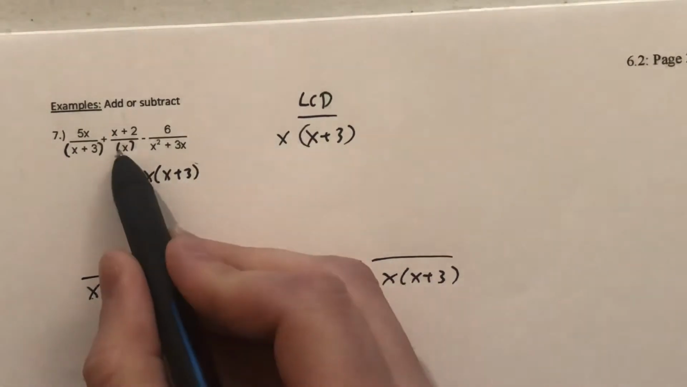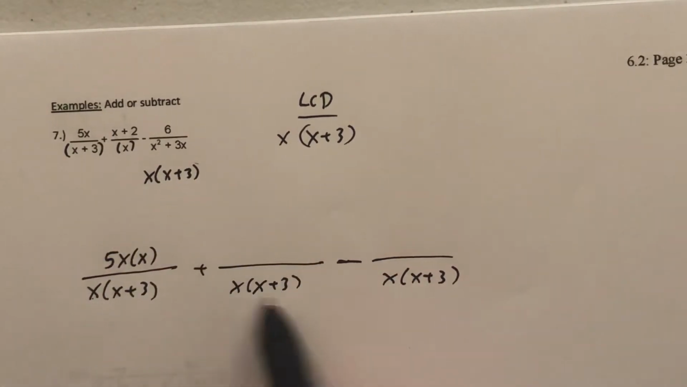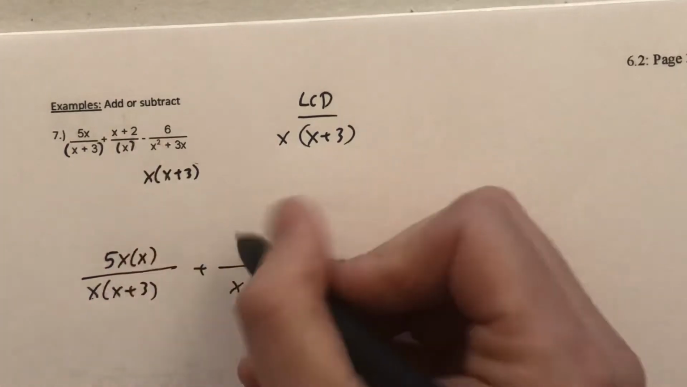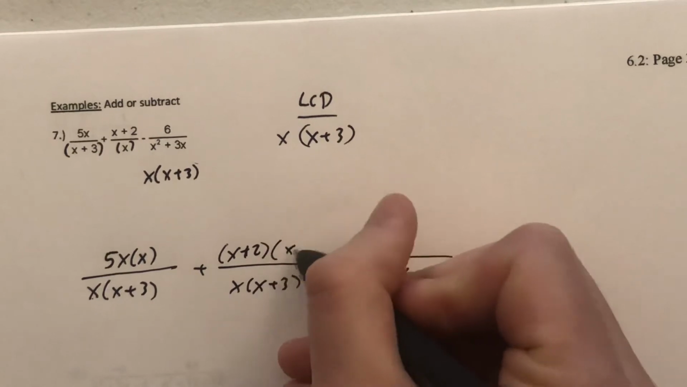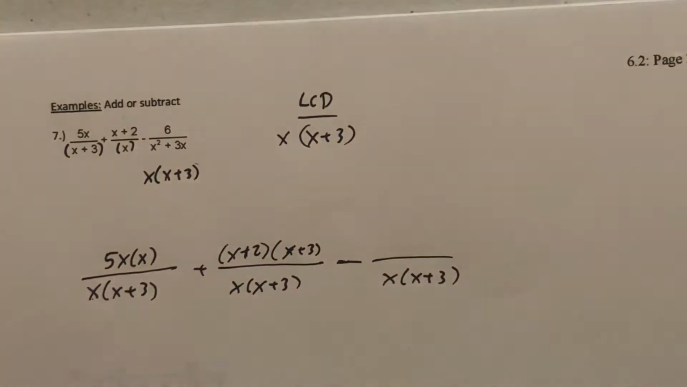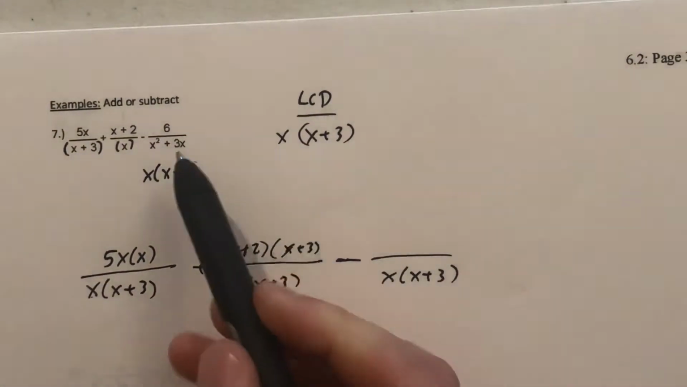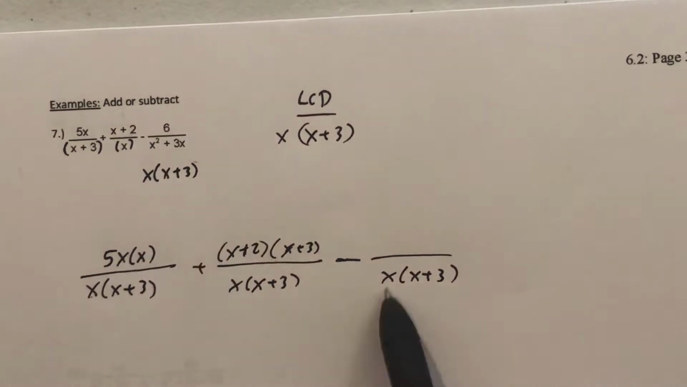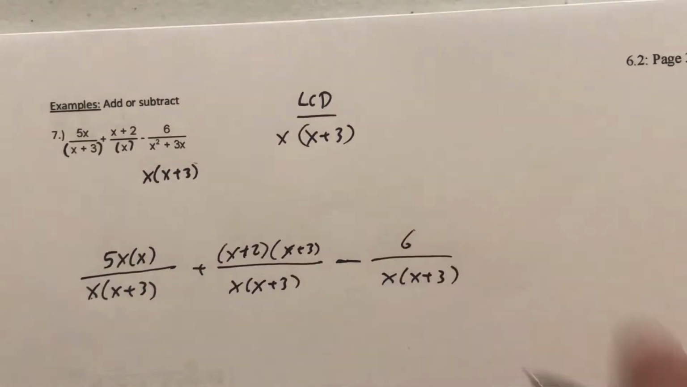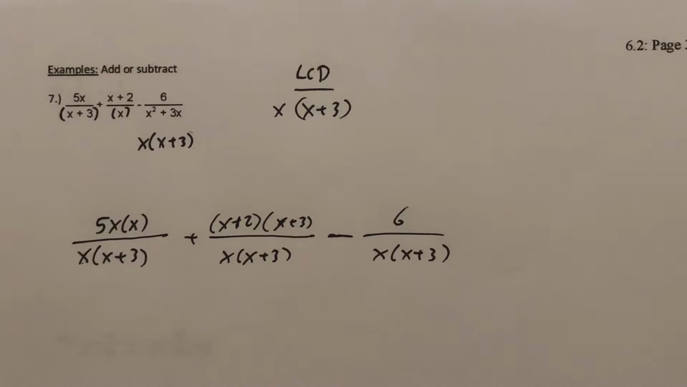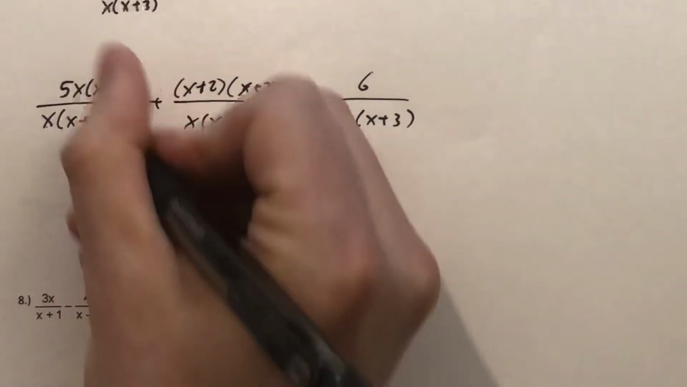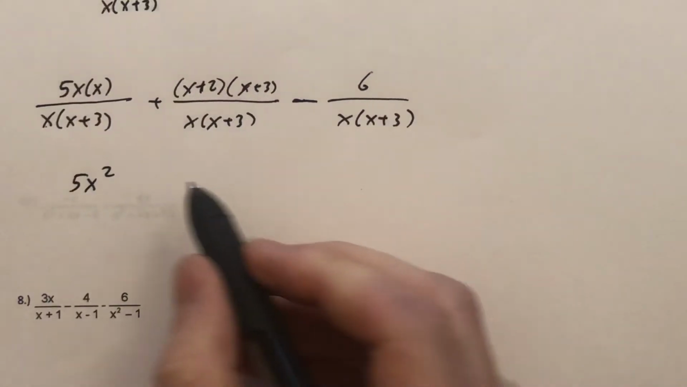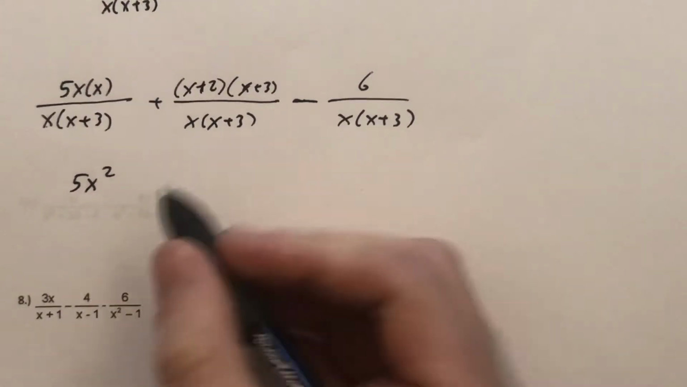Okay, the next one. We had x, now we have this. Well, that's an x plus 3 factor. Well, we already had x plus 2 up there, and now we need to multiply that by x plus 3, the additional factor. And the last fraction had x and x plus 3 in it already, so that numerator actually will not change at all. Okay, so now, simplifying these things, we'll have 5x squared. In fact, let's go ahead, it doesn't matter.